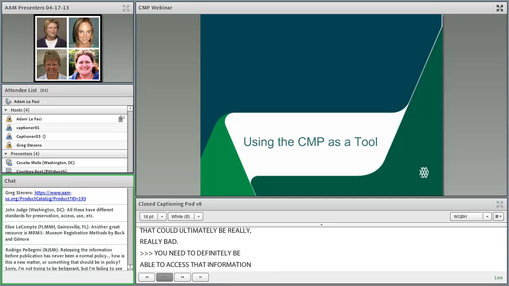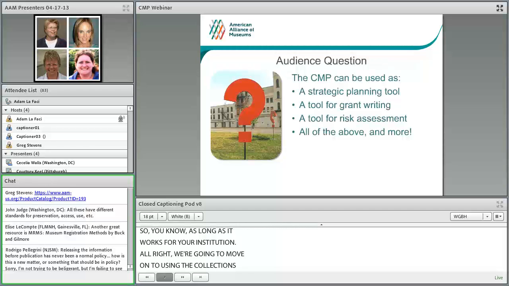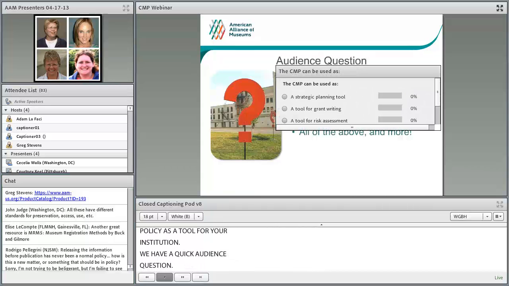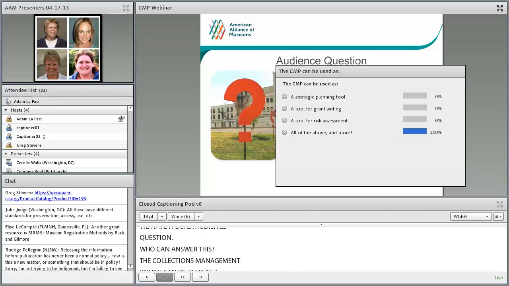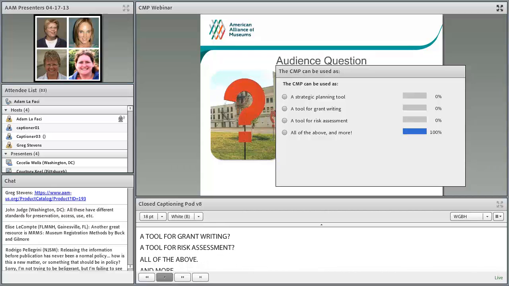All right, we're going to move on to using the collections policy as a tool for your institution. We have a quick audience question. Who can answer this question? The collections management policy can be used as a strategic planning tool, a tool for grant writing, a tool for risk assessment, all of the above, and more. Everybody got that question right. I didn't expect anybody not to.